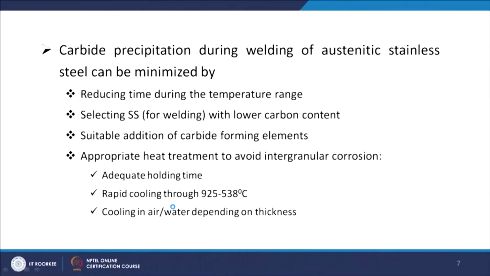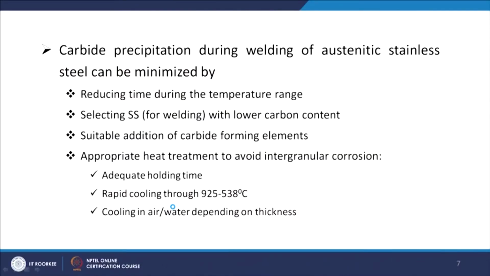So, what we do normally for avoiding this carbide precipitation during the welding of austenitic stainless steel is that we can adopt certain ways to have control on the carbide precipitation.